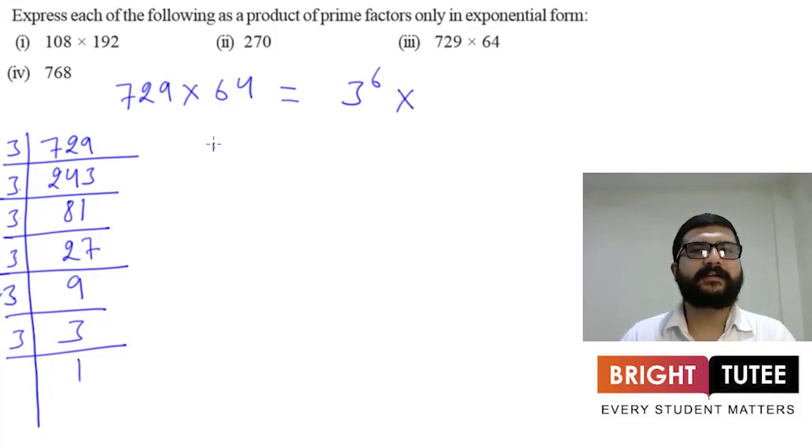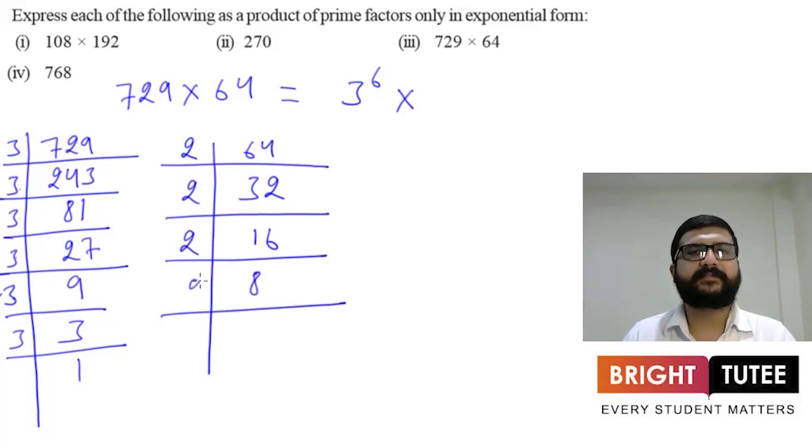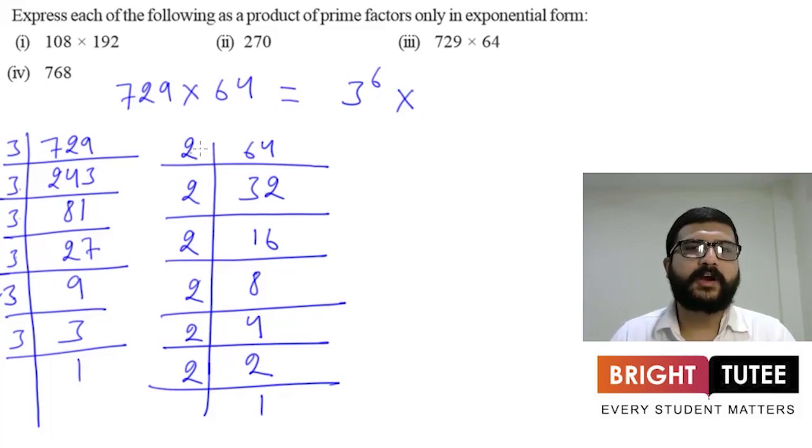Now we can do prime factorization for 64 also. So let's do it. It is divisible by 2. We will get 32. And again with 2 we will get 16. Again it is divided by 2, will give us 8. Again with 2 we will get 4. Now again with 2 we will get 2. And again it goes with 2 only, so we will get 1. Now count how many 2's we have written here. 1, 2, 3, 4, 5, 6. So there are 6 2's, so this will be 3 to the power 6 into 2 to the power 6.